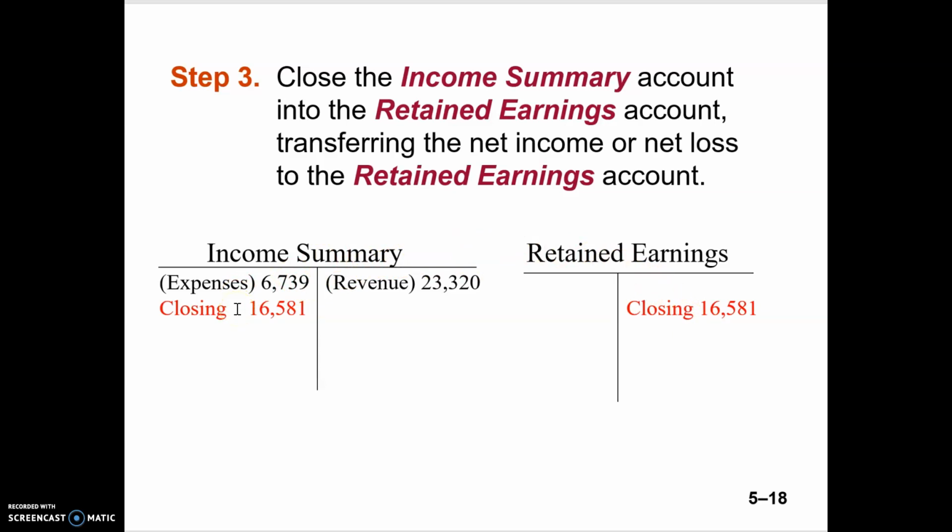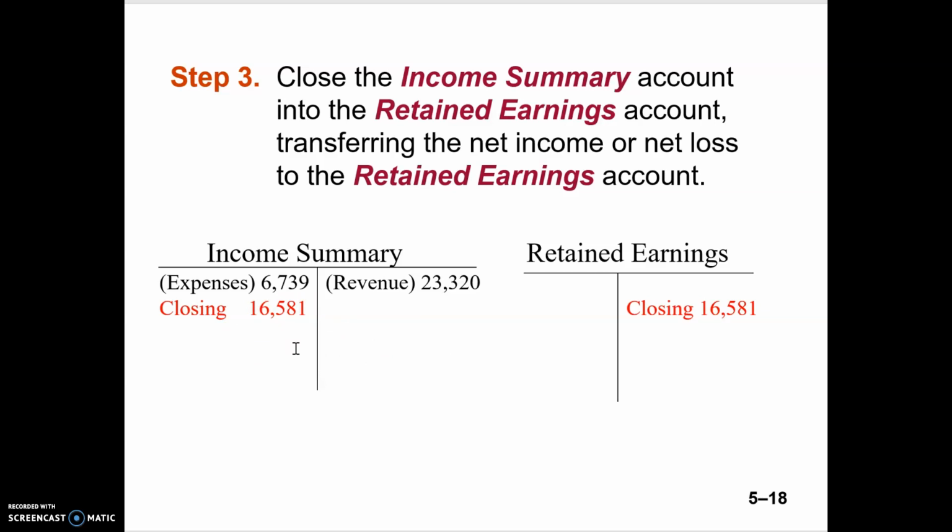So this is our closing entry. Debit income summary for $16,581, the amount of net income. Credit retained earnings for $16,581, the amount of net income. Right? And if we add together, the debit side of the T has a balance of $23,320. The credit side has a total of $23,320. We subtract the debit minus the credit. Now income summary has a zero balance.